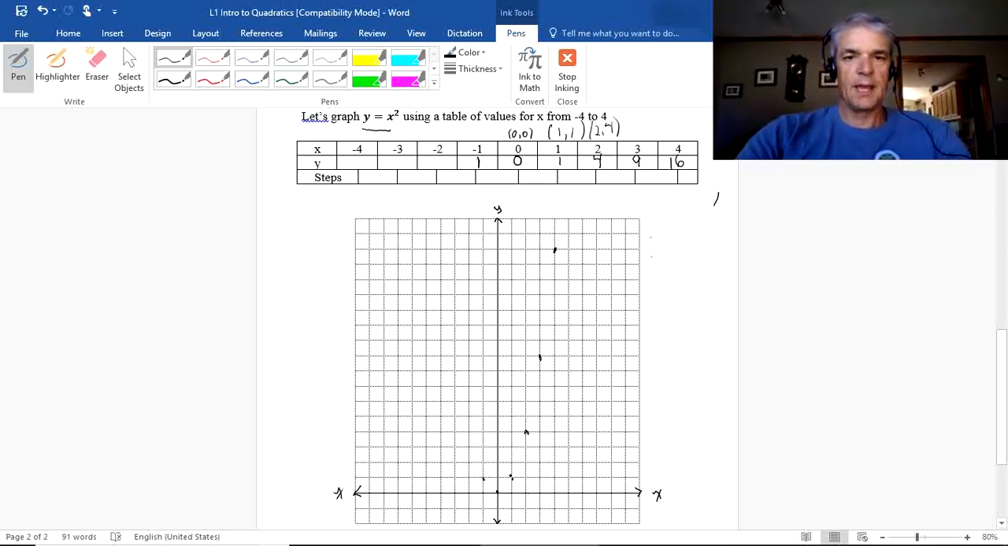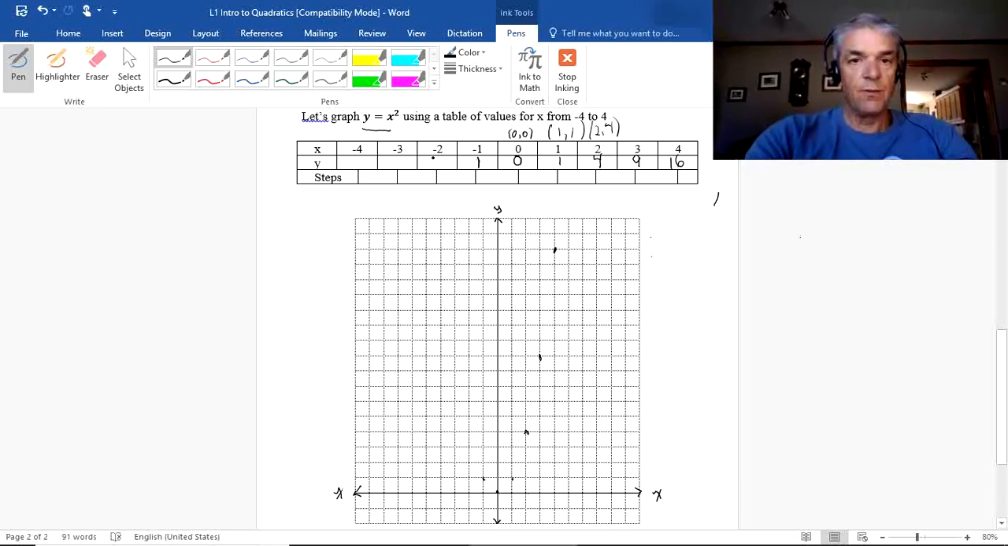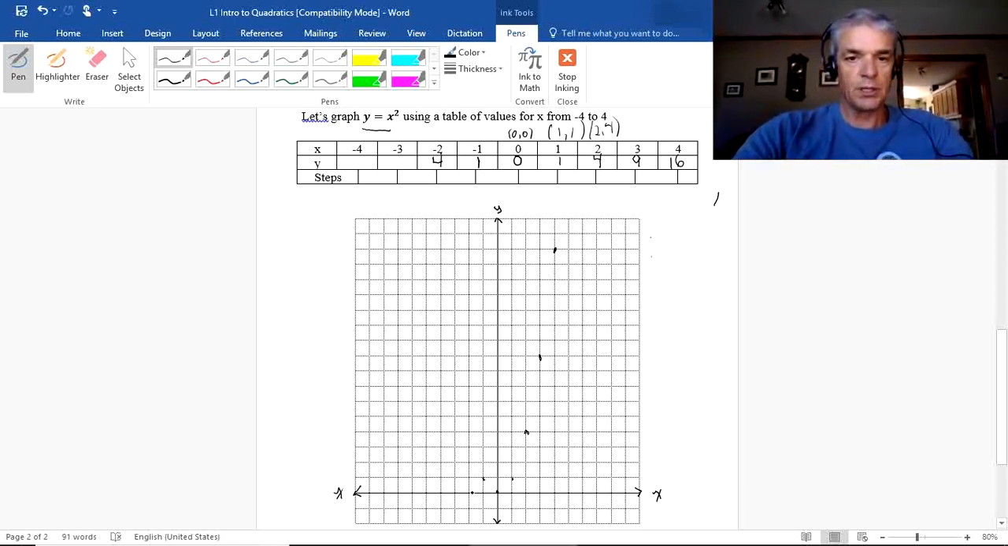grid. Okay, then I have -2. Well, -2 times -2, that's 4. And we're starting to maybe see a pattern here. 1, 2, 1, 2, 3, 4. Okay, and then -3. Well, what's -3 times -3? When I put it in there, it is 9.